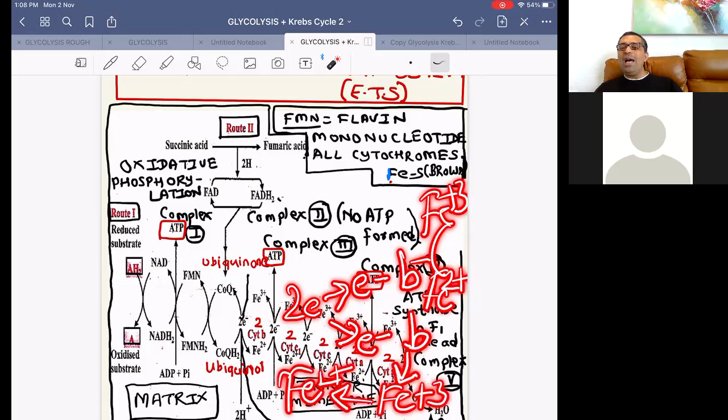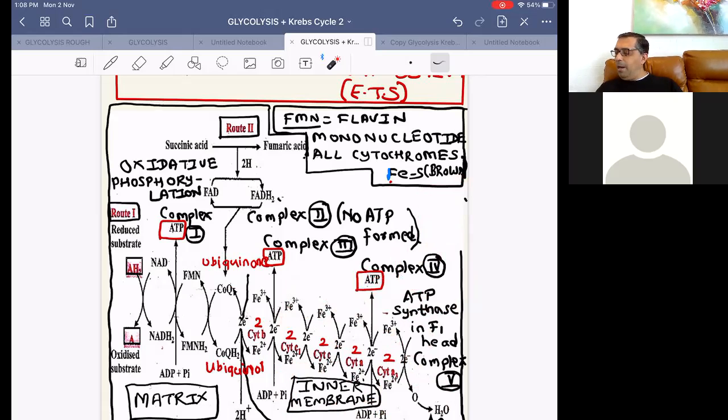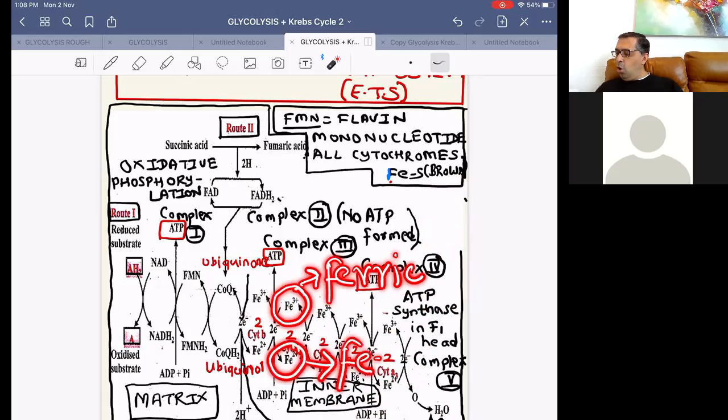And what is that called? You have heard this in chemistry. What is Fe triple plus called? Fe triple plus is called ferric, and Fe double plus is called ferrous. So ferric has got converted into ferrous. Fe triple plus, ferric, has got converted into Fe double plus, that is ferrous.